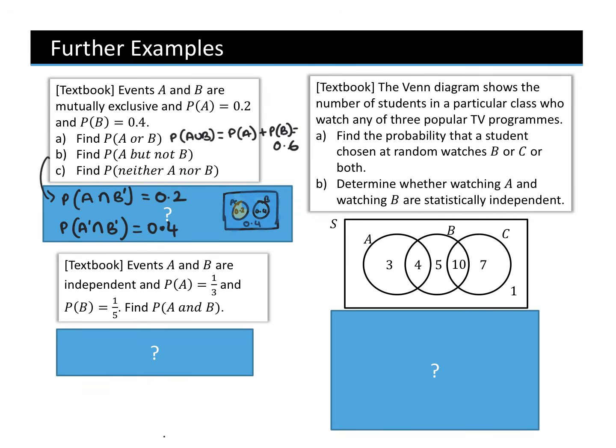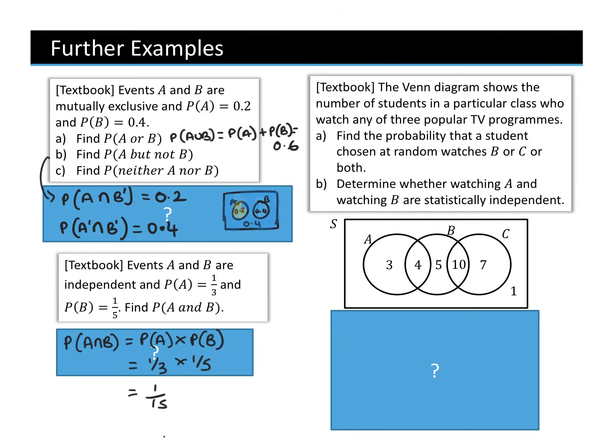Okay, now if events A and B are independent, we did learn a rule. A and B, the probability of A intersection B, equals the probability of A multiplied by the probability of B. So therefore, to find the probability of A and B, which we know means A intersection B, we're going to do 1 over 3 times 1 over 5, which equals 1 over 15. You need to know this rule. And you need to know that and means intersection.